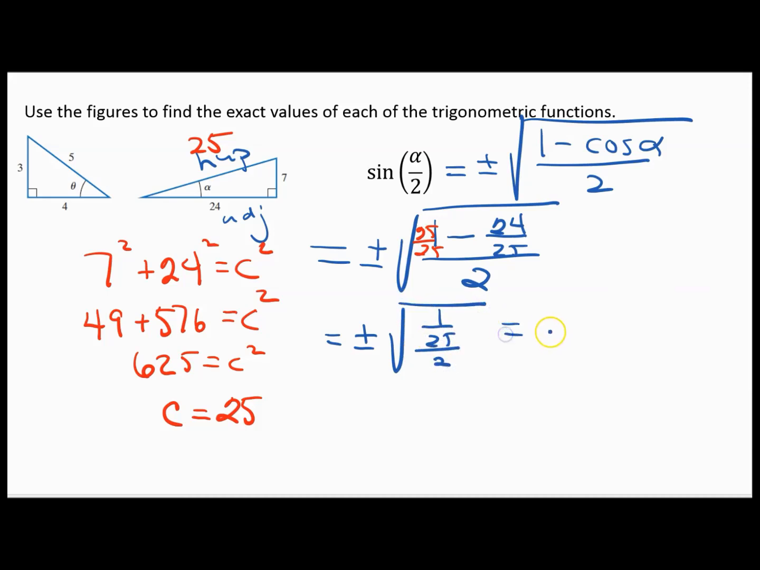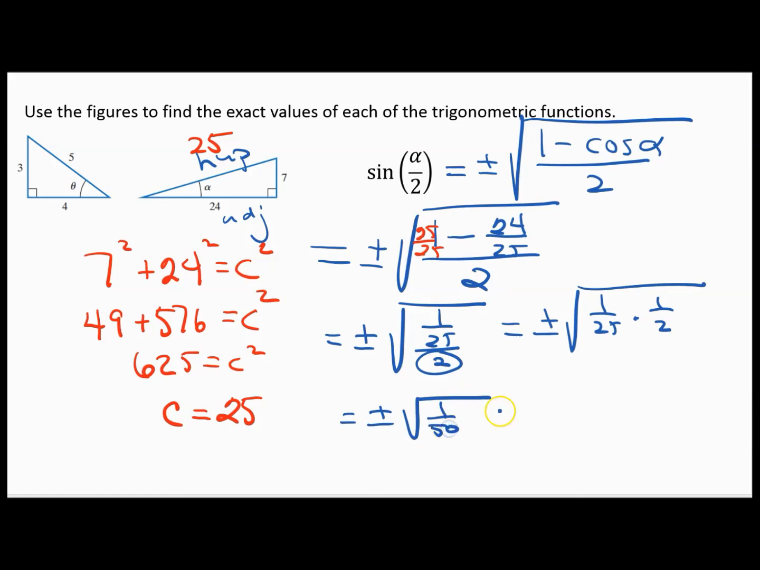I continue across, that's plus or minus the square root of 1 over 25 times, I'm going to invert my 2, so I'm multiplying by 2. That's plus or minus the square root of 1 over 50. Okay, now the square root of 50 I can reduce. So this is plus or minus the square root of 1 over, now 50 I can write as 25 times 2. And I can take the square root of 1 over 25.